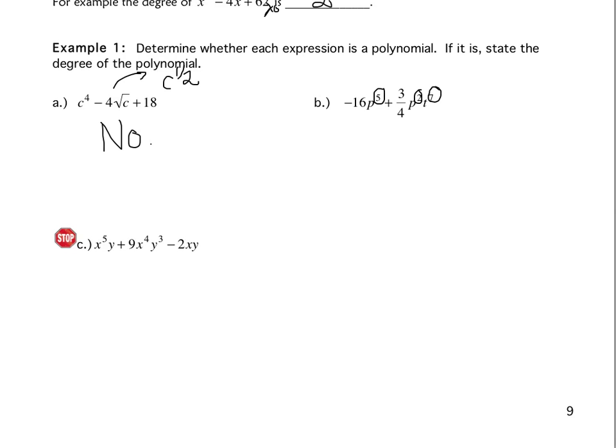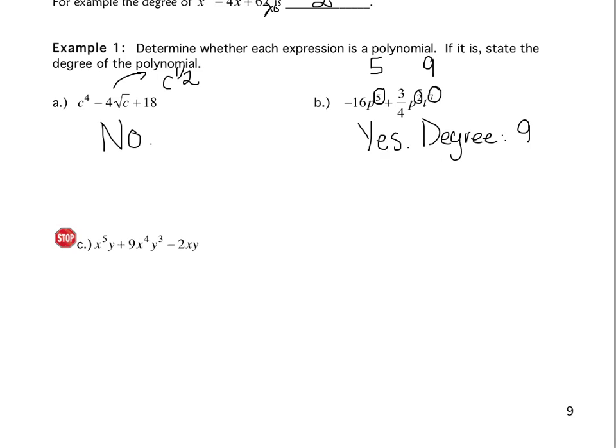So now we're going to find the degree of each monomial. Well, the first monomial is negative 16p to the 5th. That degree is 5. The second one is p squared t to the 7th. That degree, what you would do is actually add those exponents, so it's 9. So this is a polynomial, and the degree is 9.